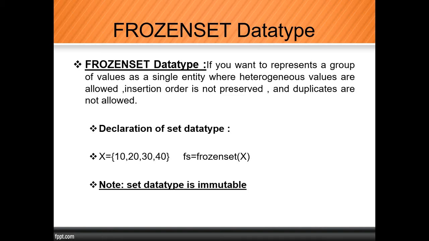Like a set, if you want to use a set, then we need to use curly braces, open and close. We can access it by using a for loop. We cannot use slicing. We cannot use indexing. But a set is growable, and in it the insertion order is not preserved, as well as duplicates are not allowed. So why do we require that?